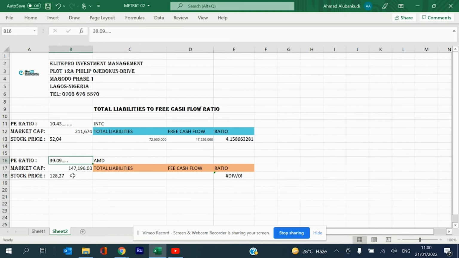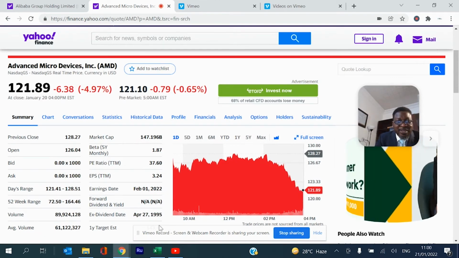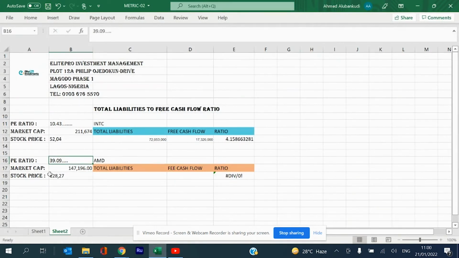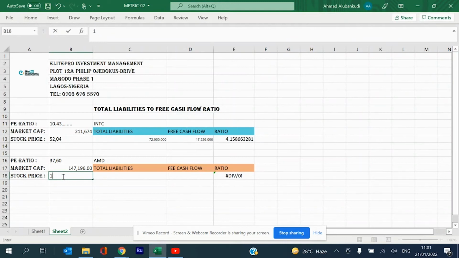And the PE ratio here is stated as 37.60. And the price as at close of trade is 121.89.